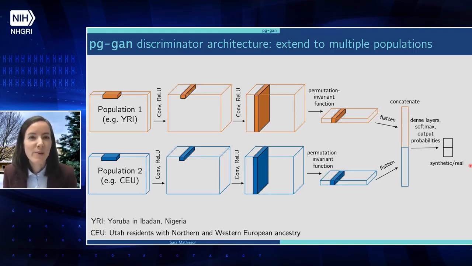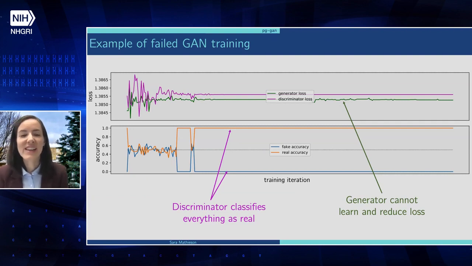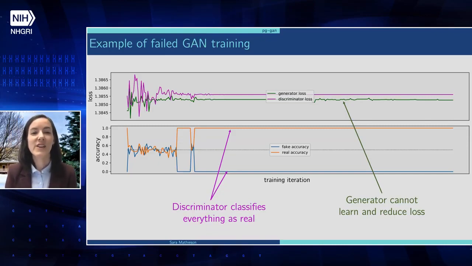So before I talk about the results, I wanted to say just a little bit about what can go wrong in GAN training. GANs are notoriously difficult to train, in part because there's two optimization problems, the generator and the discriminator, and they're adversarial, so they're competing against each other. And so one of the things that can go wrong is that the discriminator classifies all data sets as real. So across these training iterations on the x-axis here, if we look at the accuracy on real and fake data, the discriminator is 100% accurate on the real data, classifying everything as real, but 0% accurate on the fake data.